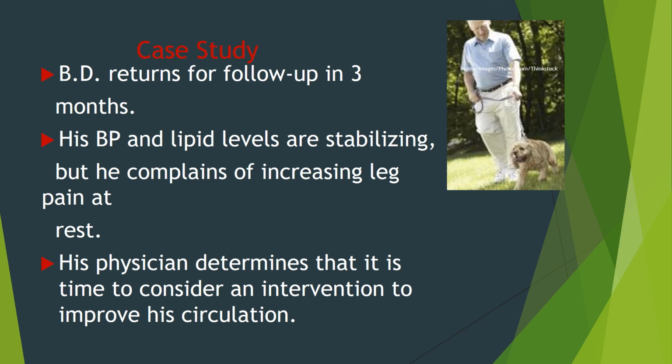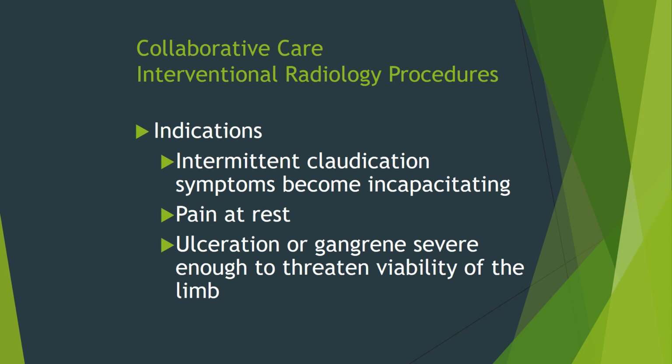Now, just like with the heart, where everybody doesn't need bypass surgery and there are a lot of other options besides that, it has happened with extremities, that we can do a lot of less invasive types of procedures to improve circulation. And most of these procedures are done in interventional radiology. And the indications are intermittent claudication symptoms that become incapacitating, or pain at rest, or ulceration or gangrene that is severe enough that it is threatening viability of the limb.